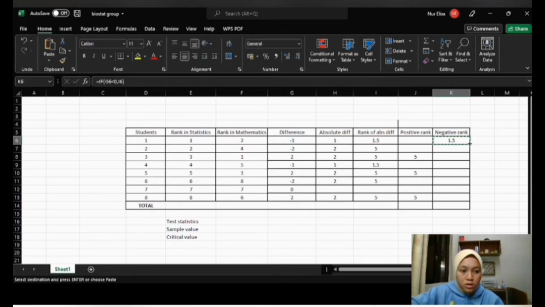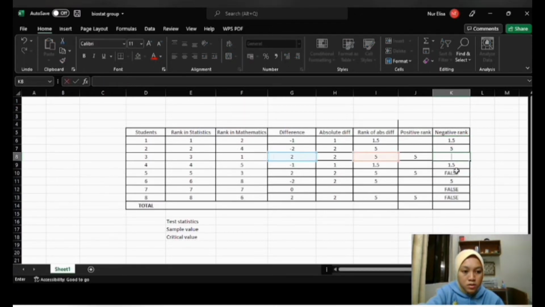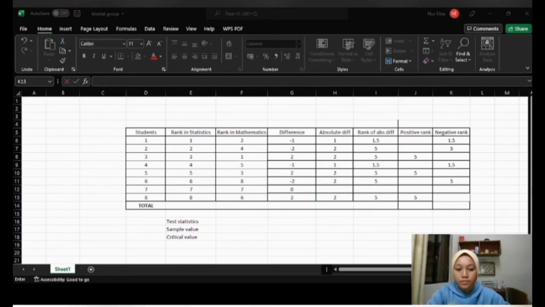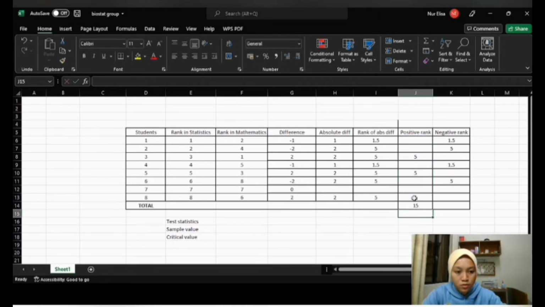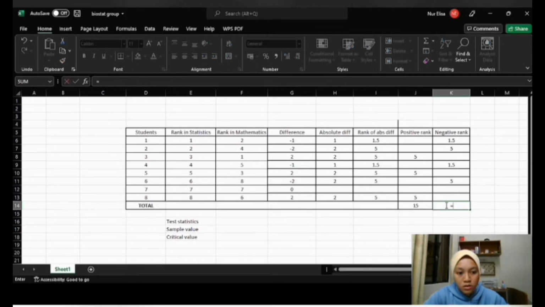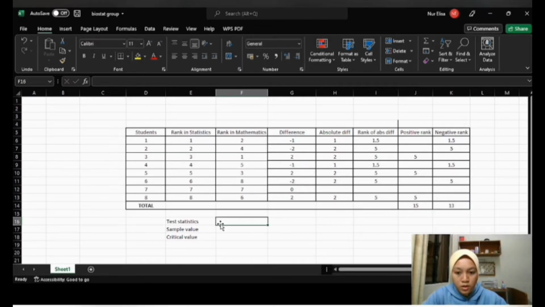And copy the formula and paste. So we got the negative value. The next step we calculate the total positive and negative rank. So equal sum all the positive value, and we got 15. Same to the negative value, equal sum all the negative value, just bracket, and we got 13.